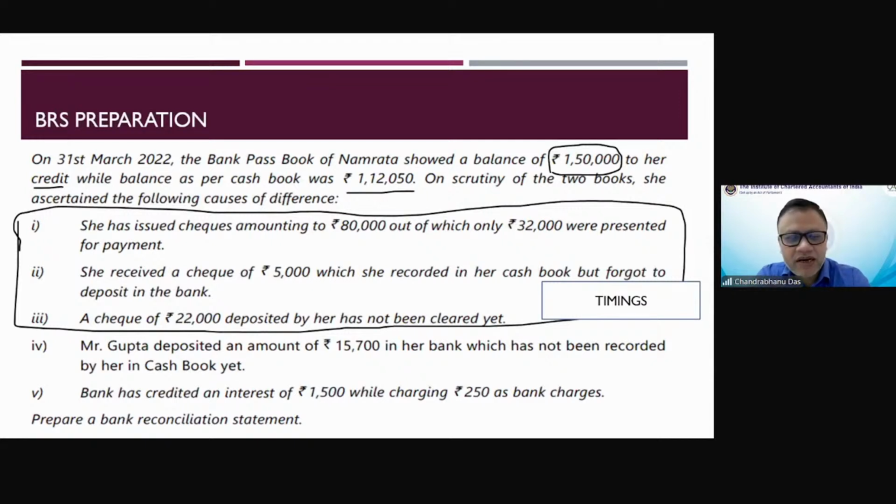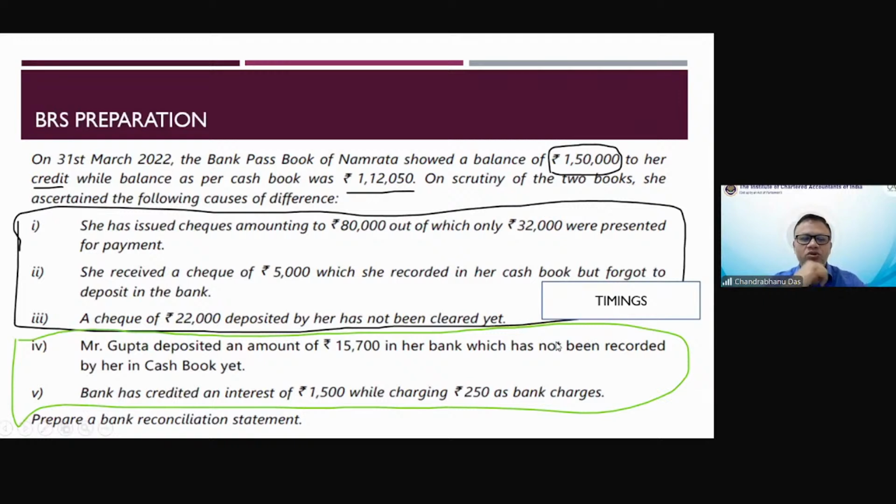So what we can see here is that these checks are creating a timing difference, right? And what are these two differences called, 4 and 5? So 1, 2, and 3 are timing differences. What about 4 and 5?